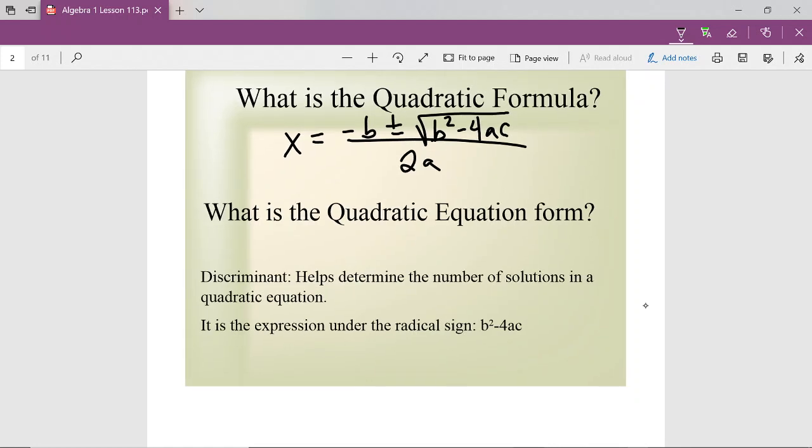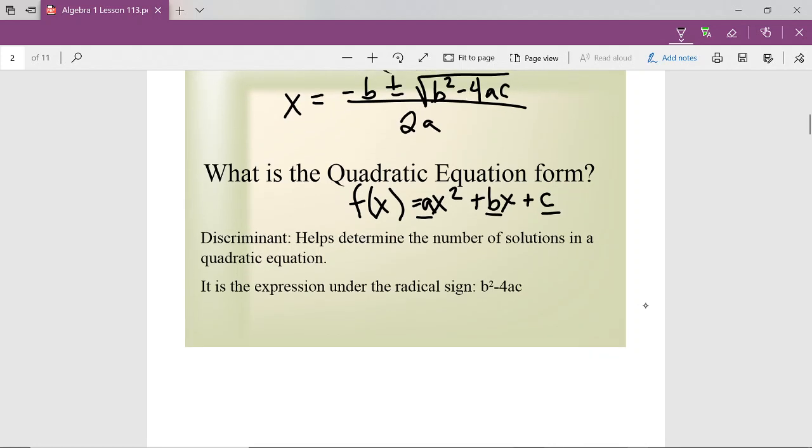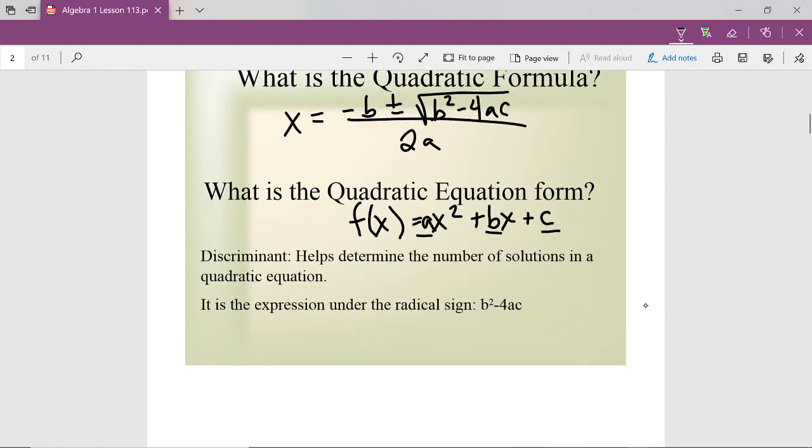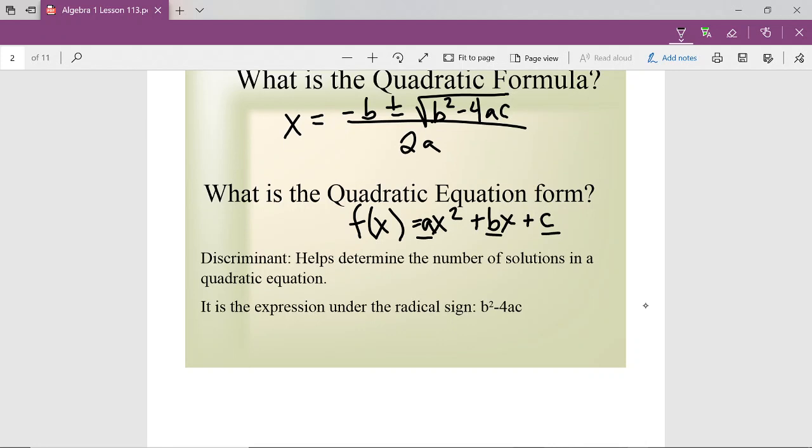So what is the quadratic equation form? This is reminding us that we have a quadratic equation, and I'll put it as f of x equals ax squared plus bx plus c, reminding us that we can get a, b, and c from that quadratic equation that we are given. So our discriminant helps us determine the number of solutions in a quadratic expression, but we're only looking at part of the quadratic formula, and that is the part that's underneath our radical sign, b squared minus 4ac. As you can imagine, if we were to put different potential numbers in there, this comes out differently each time.